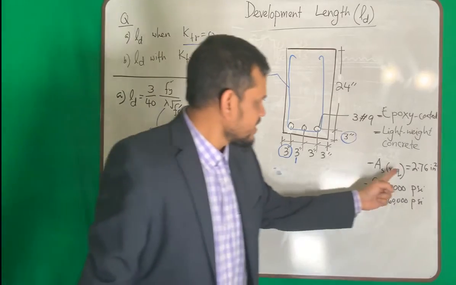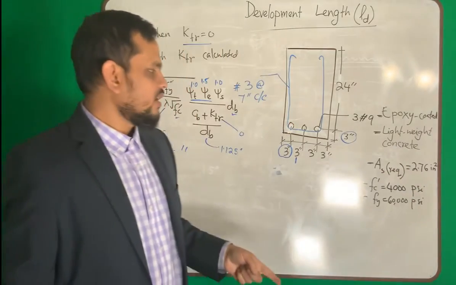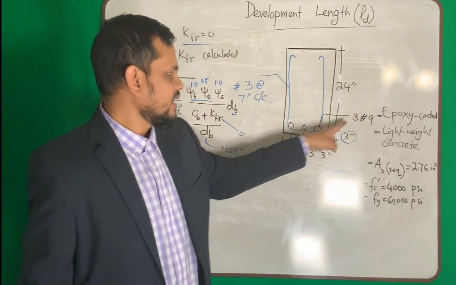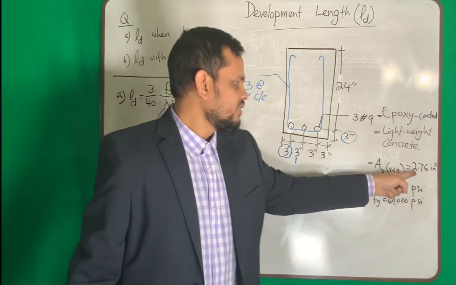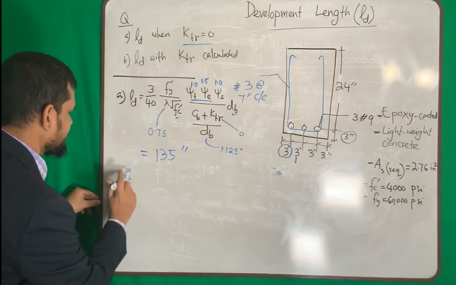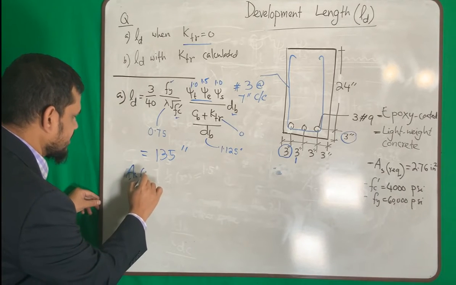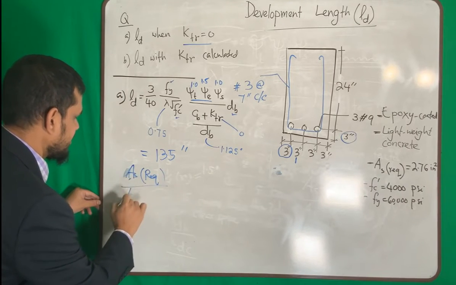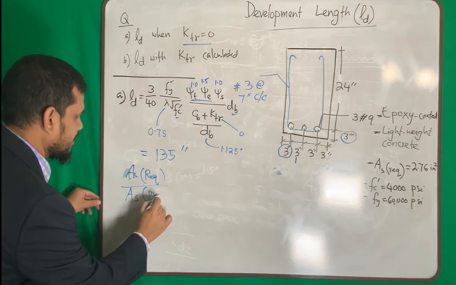Now, how much reinforcement am I providing? I am providing 3 number 9. How much do I need? 2.76. So what is the factor? Factor is AS required divided by AS provided.